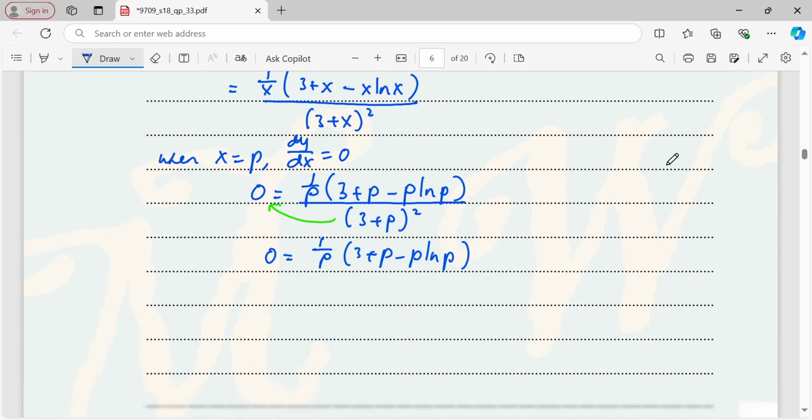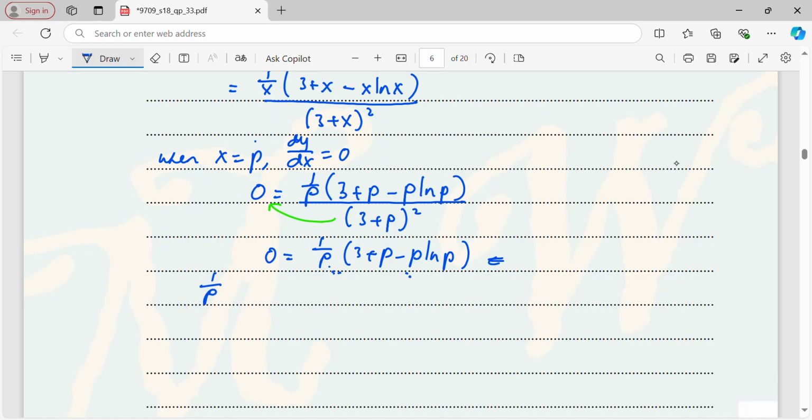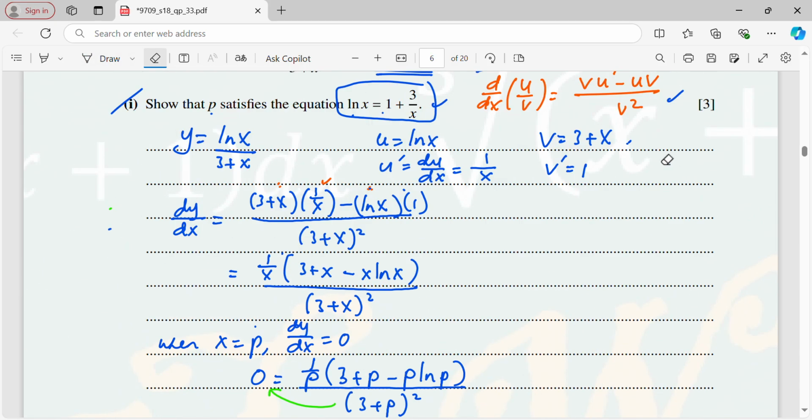Okay, then from here, I know that my p is the x value. That means now when you look at this equation, the product of two terms equals 0 means one of them must be 0. But we know that 1 over p cannot be 0, because p is the x coordinate. Therefore, I will just write 3 plus p minus p ln p will be 0. Okay, so then go back to the question. We need to prove ln x as the subject.